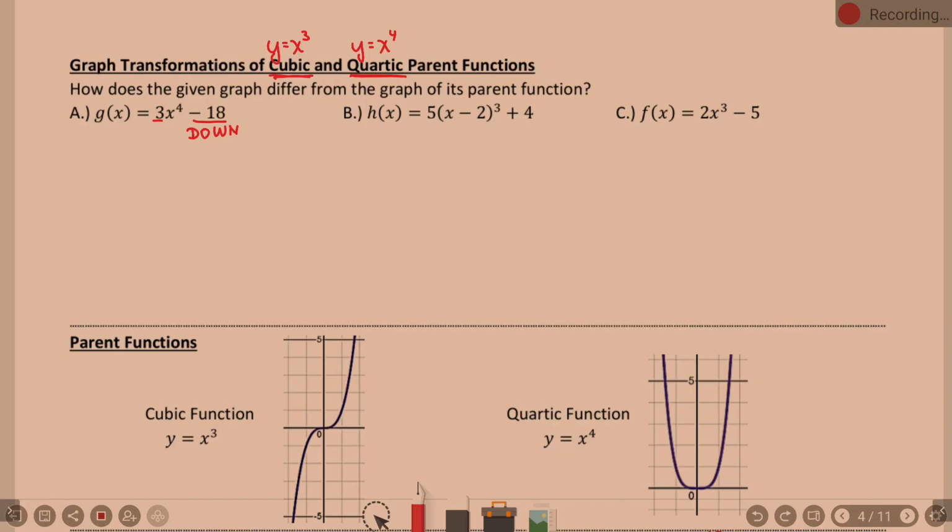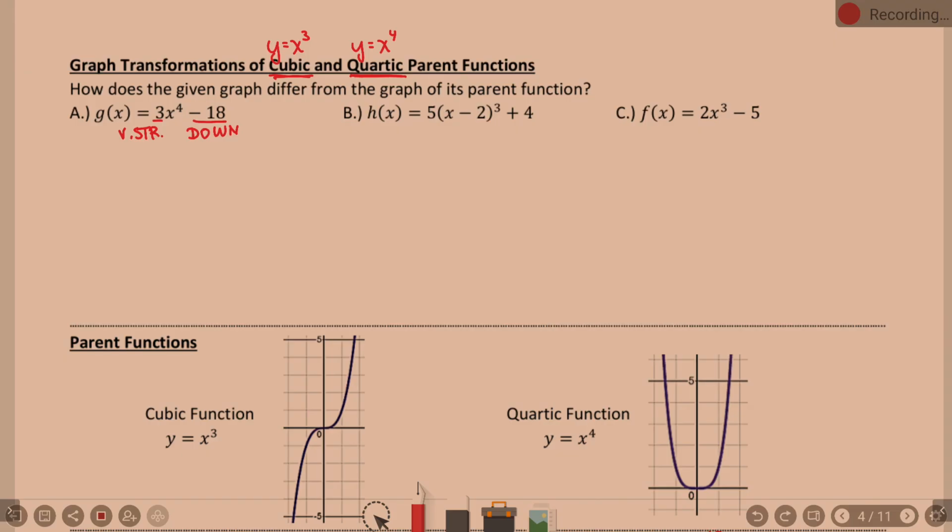What about that 3? What happens when a number is multiplied out front? It's either a vertical stretch or compression. Which one is it? Stretch. It's a number greater than 1. So that 3 is going to be a vertical stretch. Okay. Those are the only two things going on here.